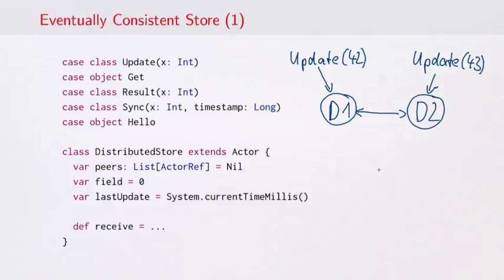In order to serialize these updates, we use here the current time in milliseconds. Whenever an update is made, we capture a timestamp and associate it with this value of the field. And then when D1 tells D2, I have a new value for you, then D2 can check, is this actually a new value or do I have something better?